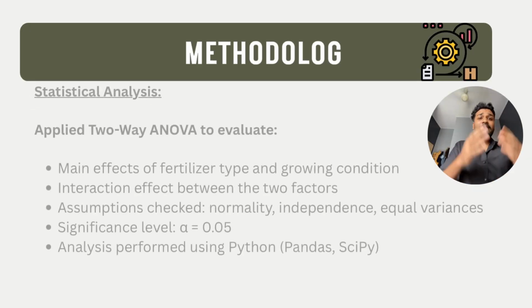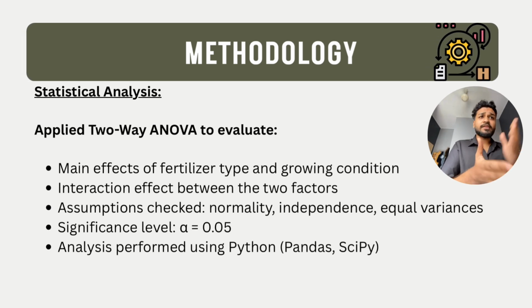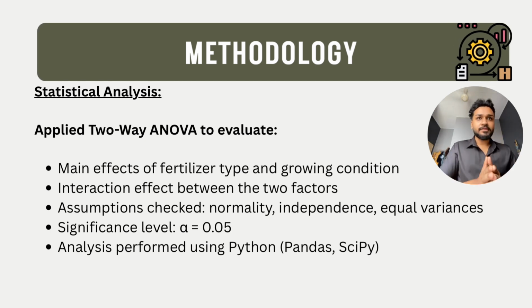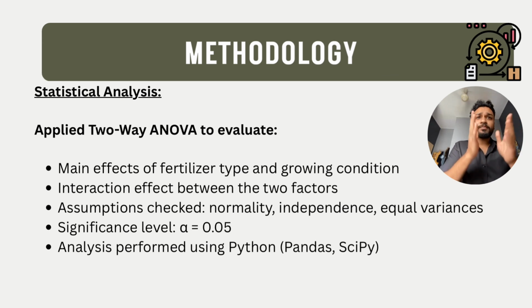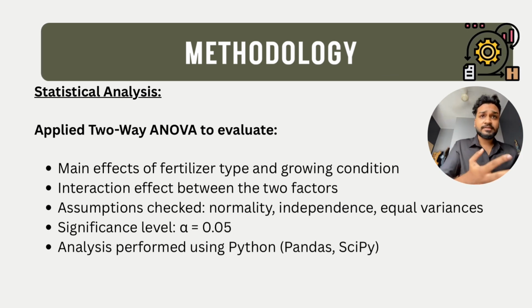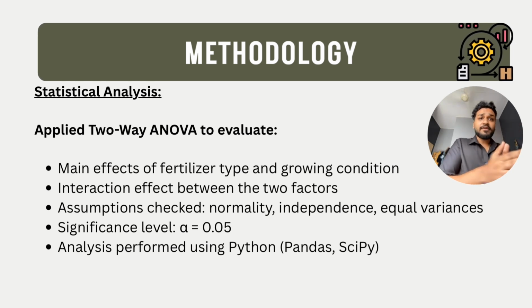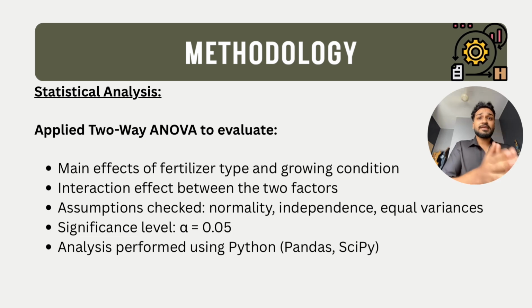Okay, so to analyze the results, we used a two-way ANOVA to determine the individual and combined effects of fertilizer type and growing condition on crop yield. Before running the ANOVA, we verified that key assumptions were met, including normality, independence, and equal variance. We set the significance level at 0.05 and all calculations were performed using Python libraries such as Pandas and SciPy.